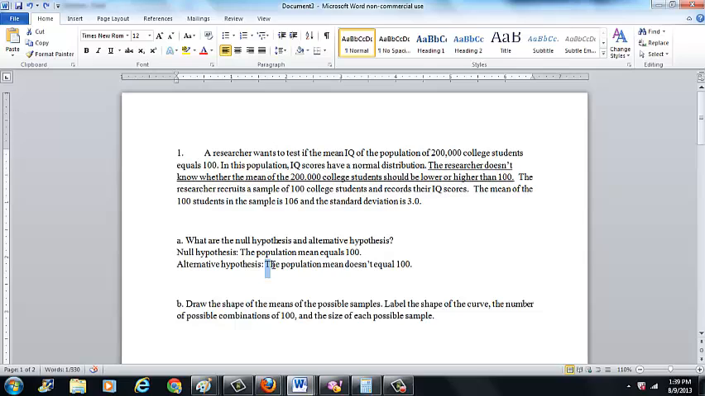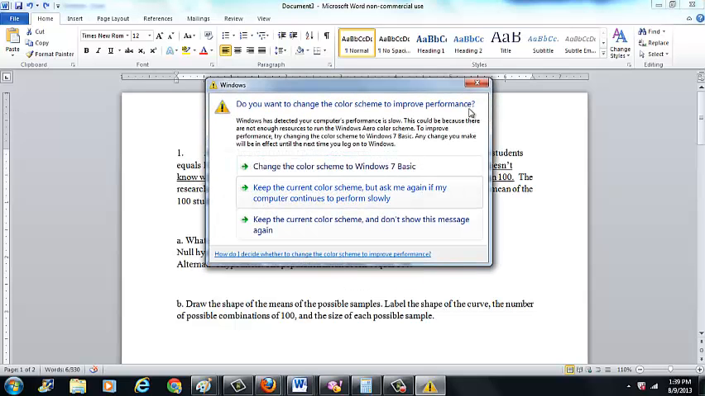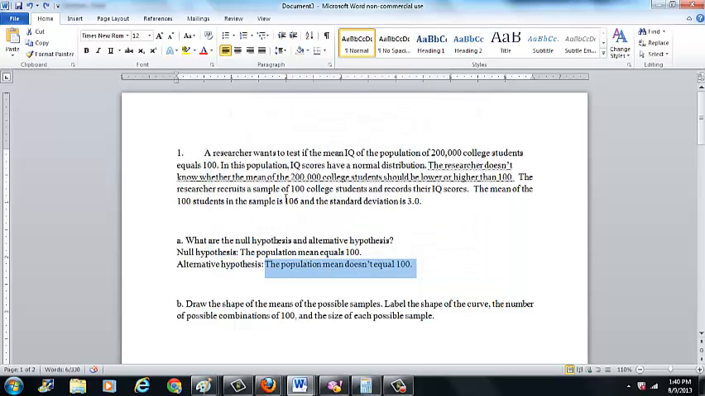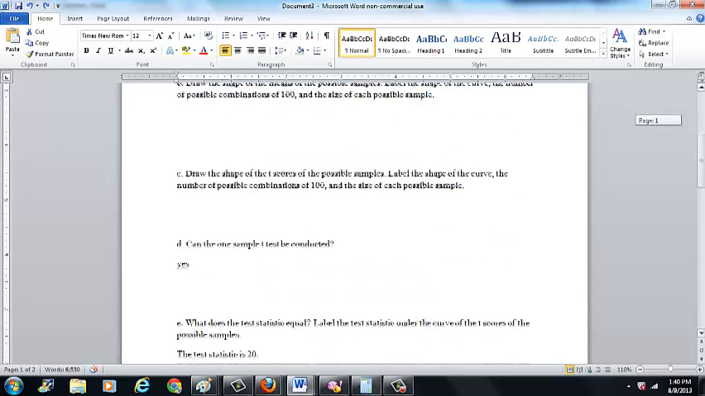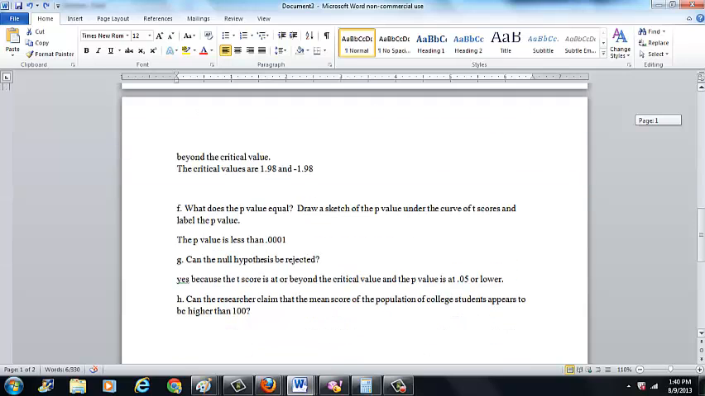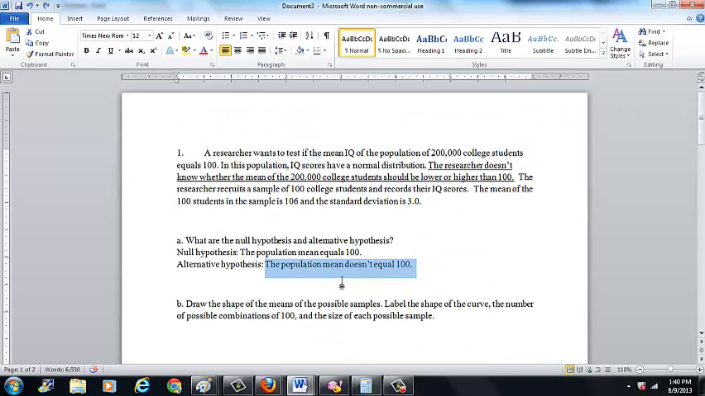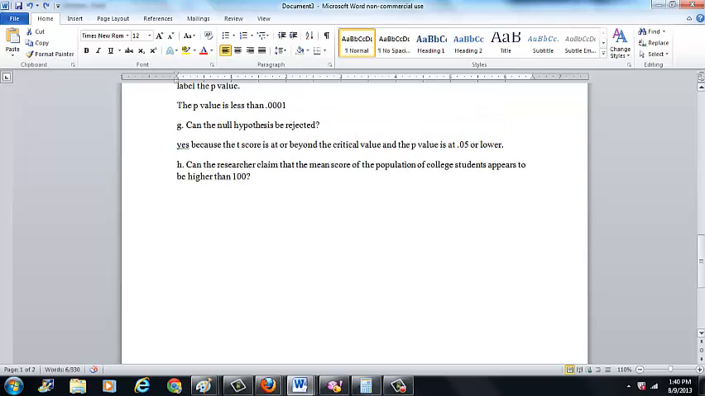So the researcher supported their alternative hypothesis that they had at the beginning of the study, and since the null was rejected, they can make a specific conclusion that the population mean appears to be higher than 100. In a two-tailed test, if the null is rejected, you just look at your sample mean and use it to decide if the population mean appears to be higher or lower than what you were testing. The answer would be yes. The researcher can claim that the mean score of the population appears to be higher than 100.